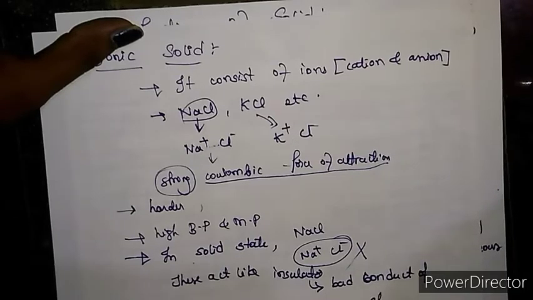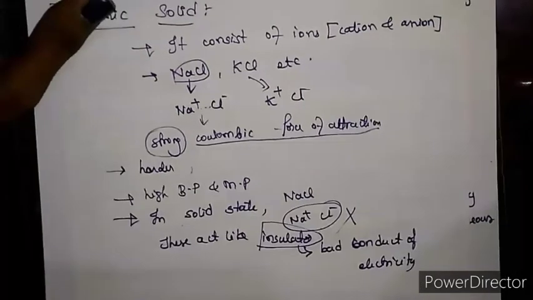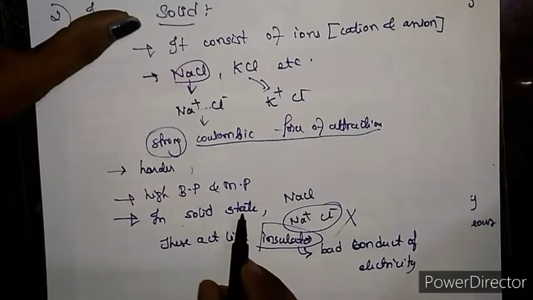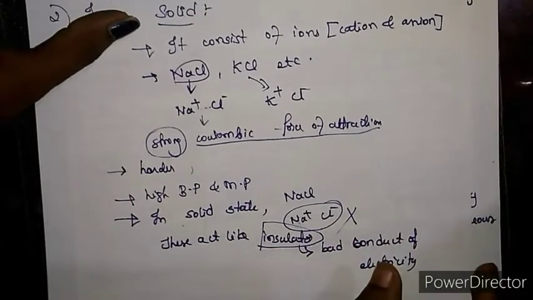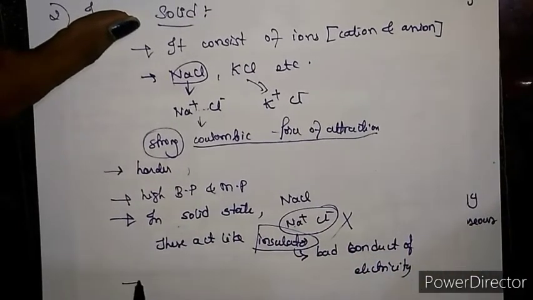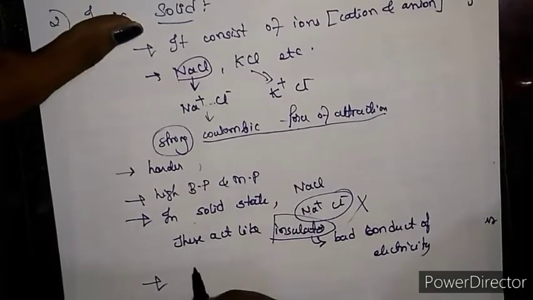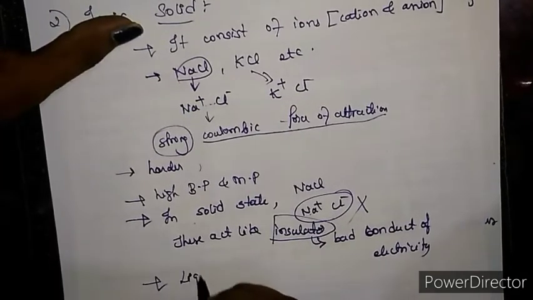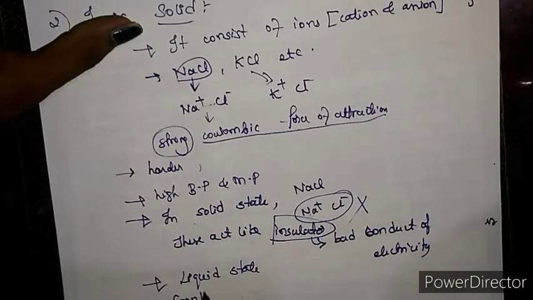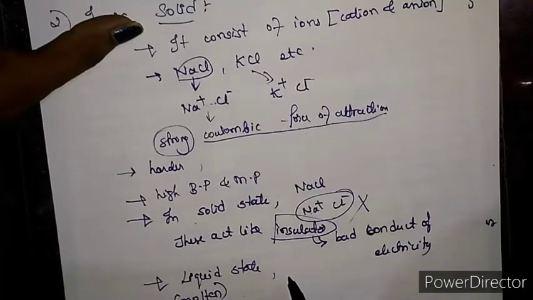of electricity and heat. If they are bad conductors of electricity and heat, they are called insulators. Why are they acting like insulators? Because in the solid state the ions are not free. That is the reason. Now what is the case in the liquid state? In the liquid state or the molten state, there will be availability of ions.